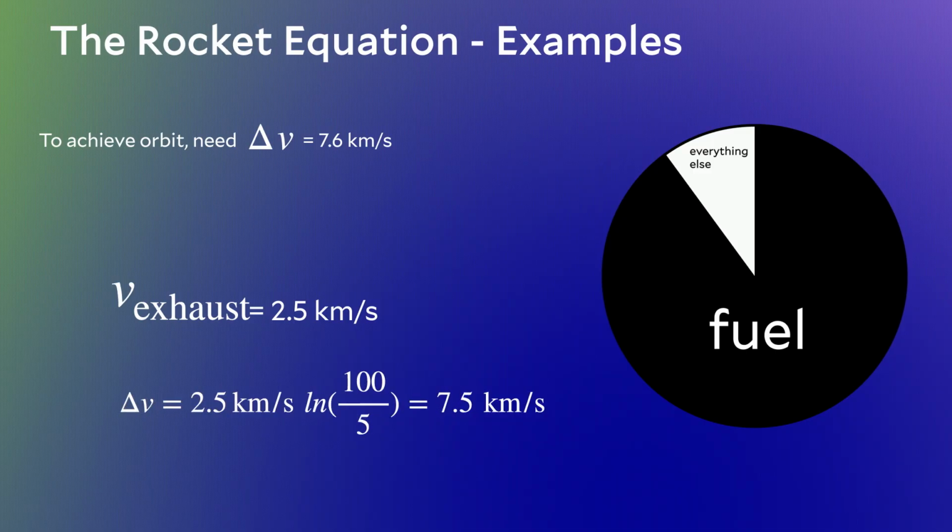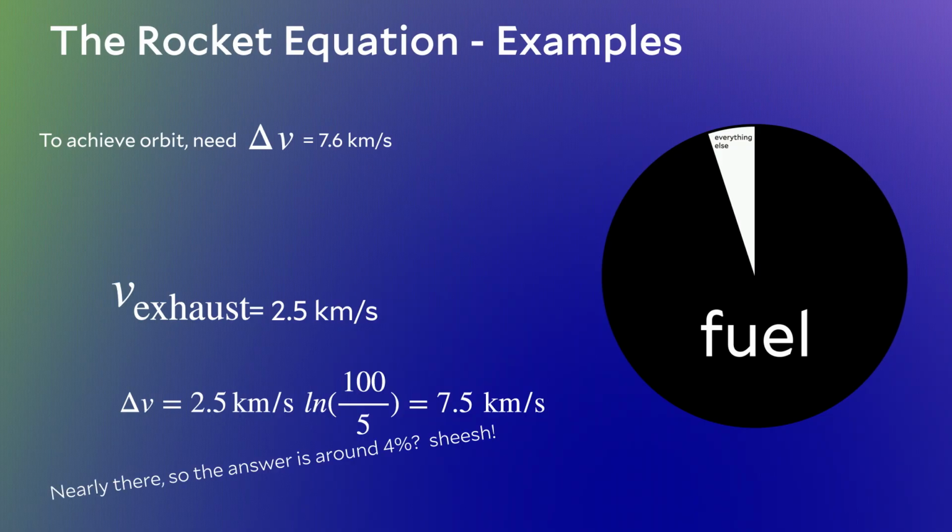Okay, we'll dial it up a little more. So 95% of my mass is in fuel, 5% is everything else. So now 2.5 kilometers times the natural logarithm of 100 over 5, that's equal to 7.5 kilometers a second. So gosh, we might finally be getting to orbit. But let's pause for a second. What does 95% of my mass in rocket fuel look like?